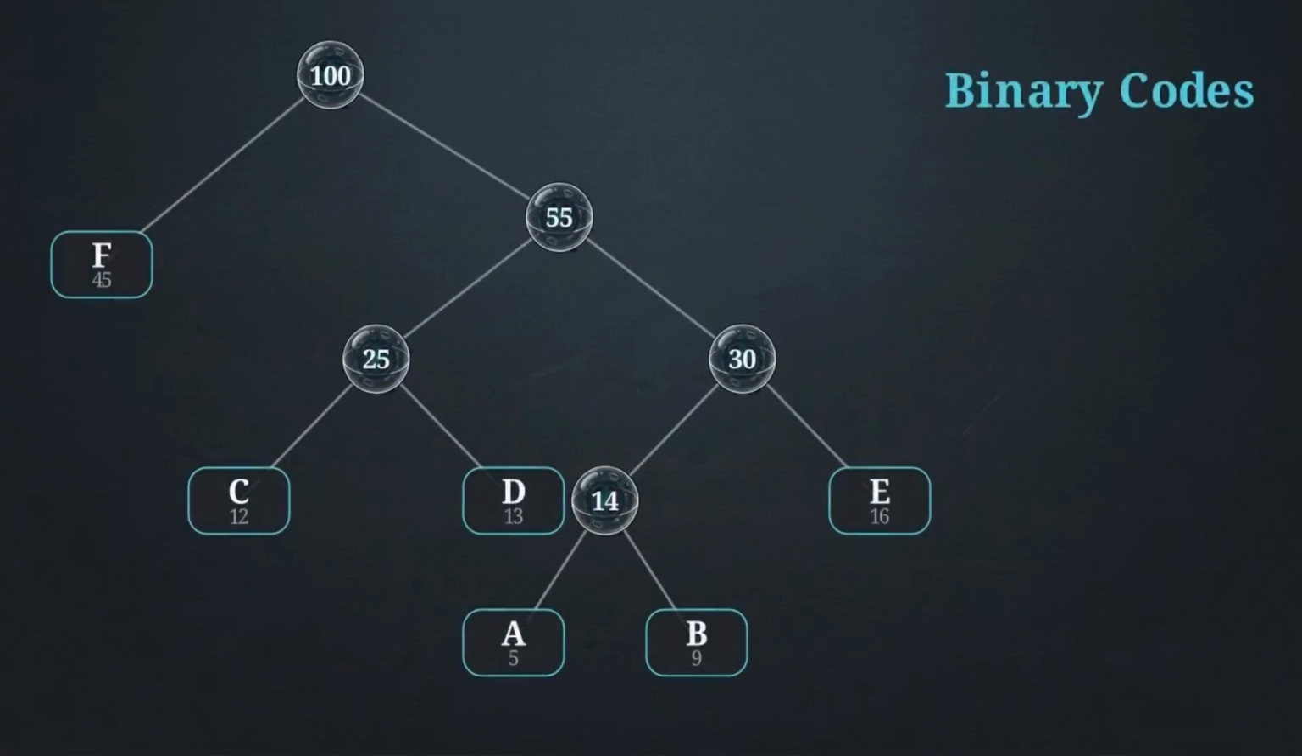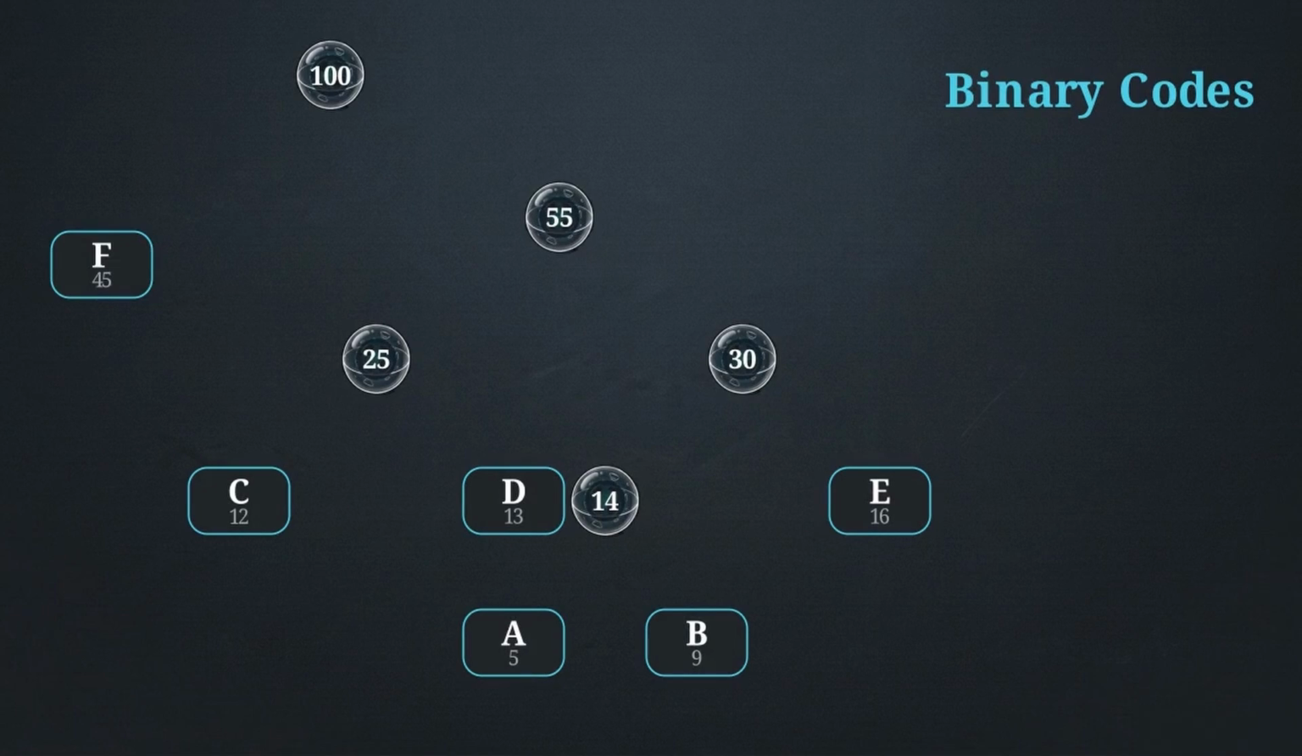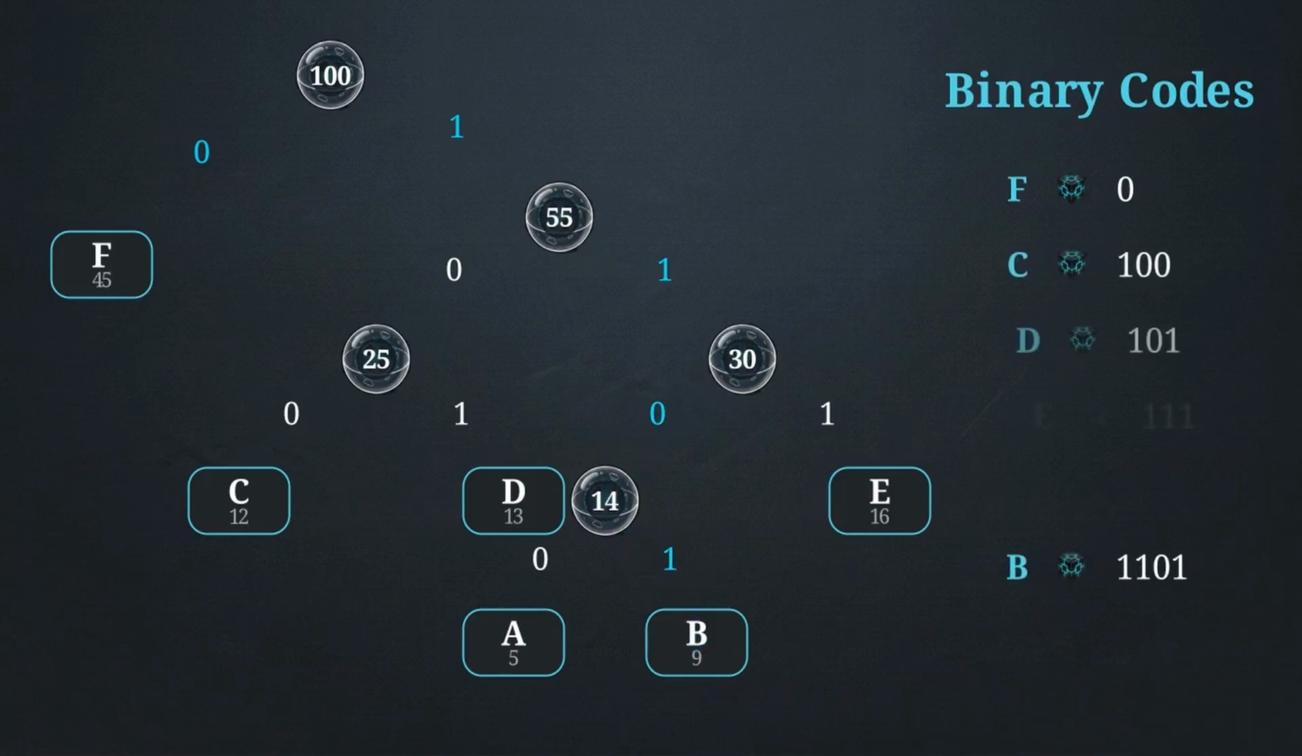This diagram shows how we extract our binary data. We apply a consistent rule to the branches. Every left-facing edge receives a 0, and every right-facing edge receives a 1. To map the codes, we start at the root and trace an unbroken path directly down to each leaf, recording the digits as we pass them.